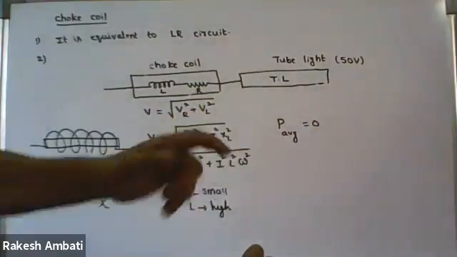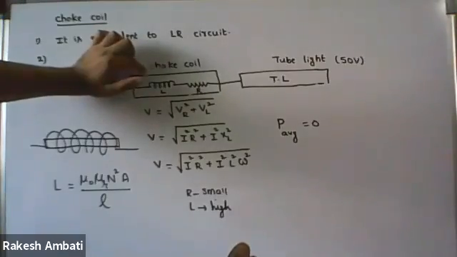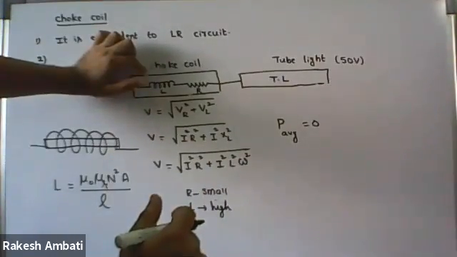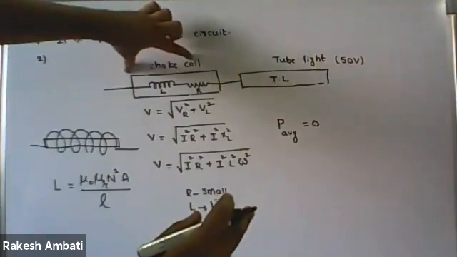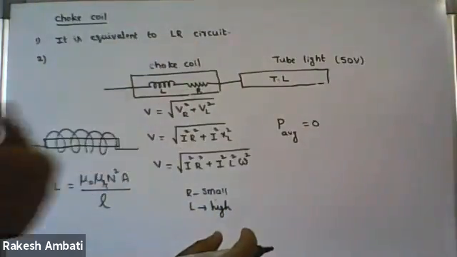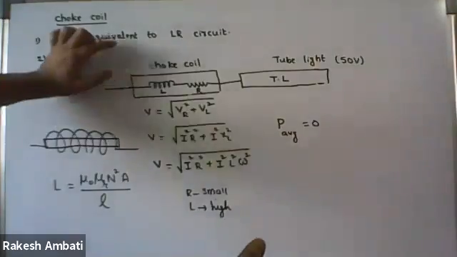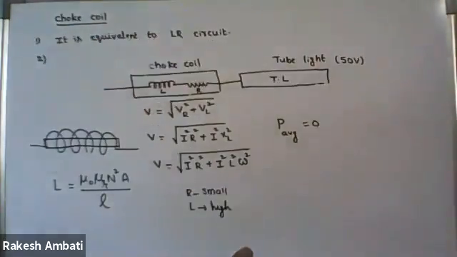So in the case of a good choke coil, is power loss high or less? Less. In the case of an ideal choke coil, power loss is 0. So that is about the choke coil, nothing else. A choke coil is nothing but equivalent to an LR circuit.